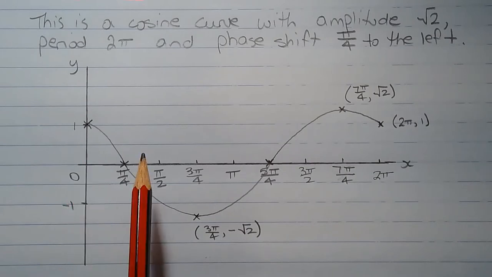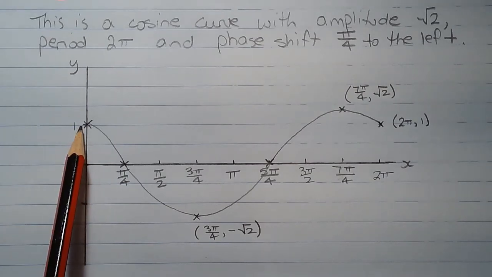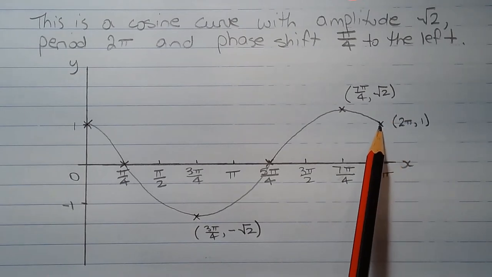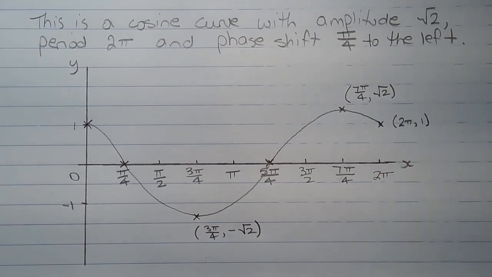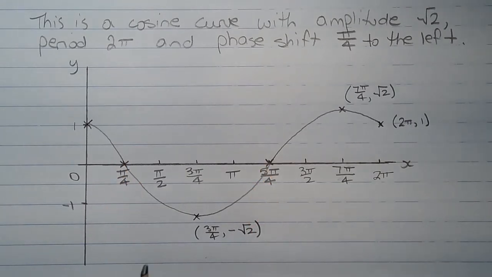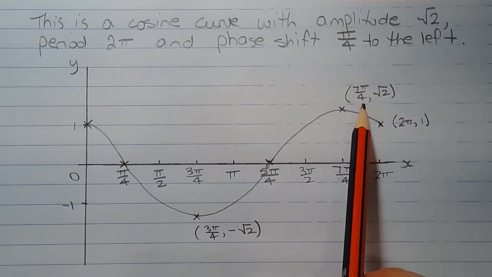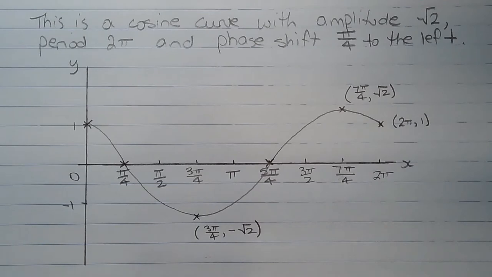Here is a sketch of the curve y equals cos x minus sine x, which is identical to the curve y equals the square root of 2 cos of x plus pi over 4. It has a y-intercept of 1. The curve ends at this point, which is at 2 pi comma 1. It has x-intercepts at pi over 4 and 5 pi over 4. The minimum point occurs here at 3 pi over 4 comma negative square root of 2. And the maximum value occurs here at 7 pi over 4 comma square root of 2.